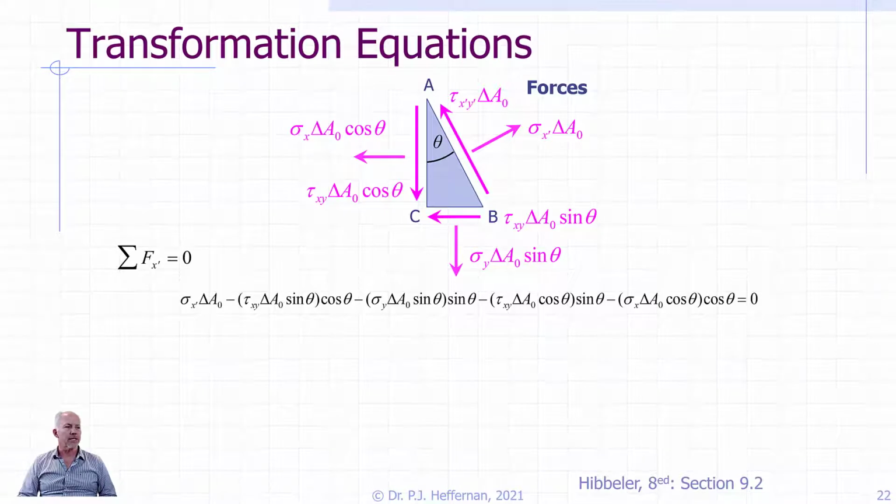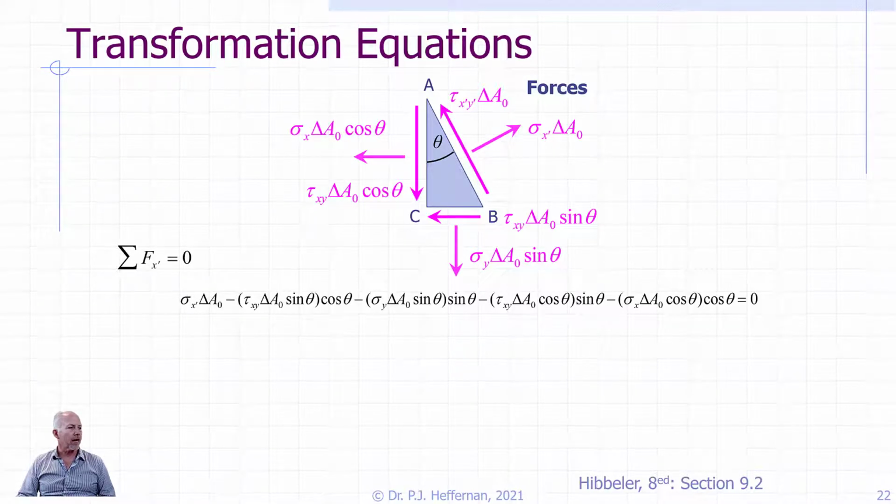And then we'll do the same thing with the normal stress on CB. So we start with sigma y, delta A naught sine theta is the force, and we multiply it by sine theta to get the component in the x prime direction. And then we do the same thing with the shear stress and the normal stress on the AC plane. And so we start with the shear stress tau xy, delta A naught cos theta, multiplied by sine theta to get the component. In this case, it's going off negative x prime.